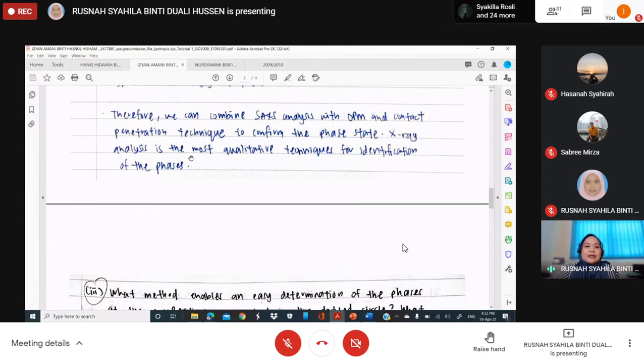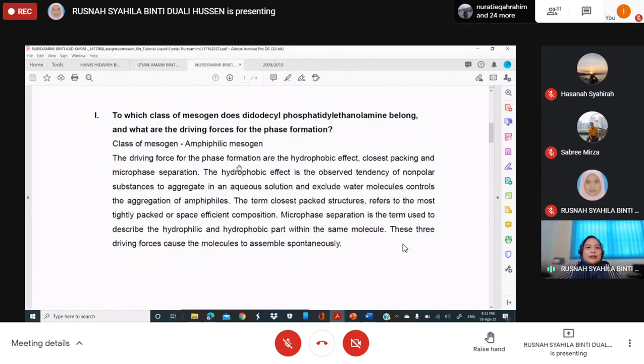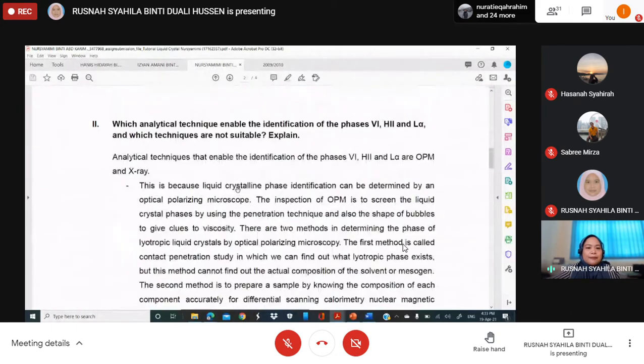Okay, X-ray analysis is the most qualitative technique for identification of the phase. Okay, so there is an additional point that is actually not available in the answer of Hanis Hidayah. Okay, look at this third answer example from Nur Shamimi.